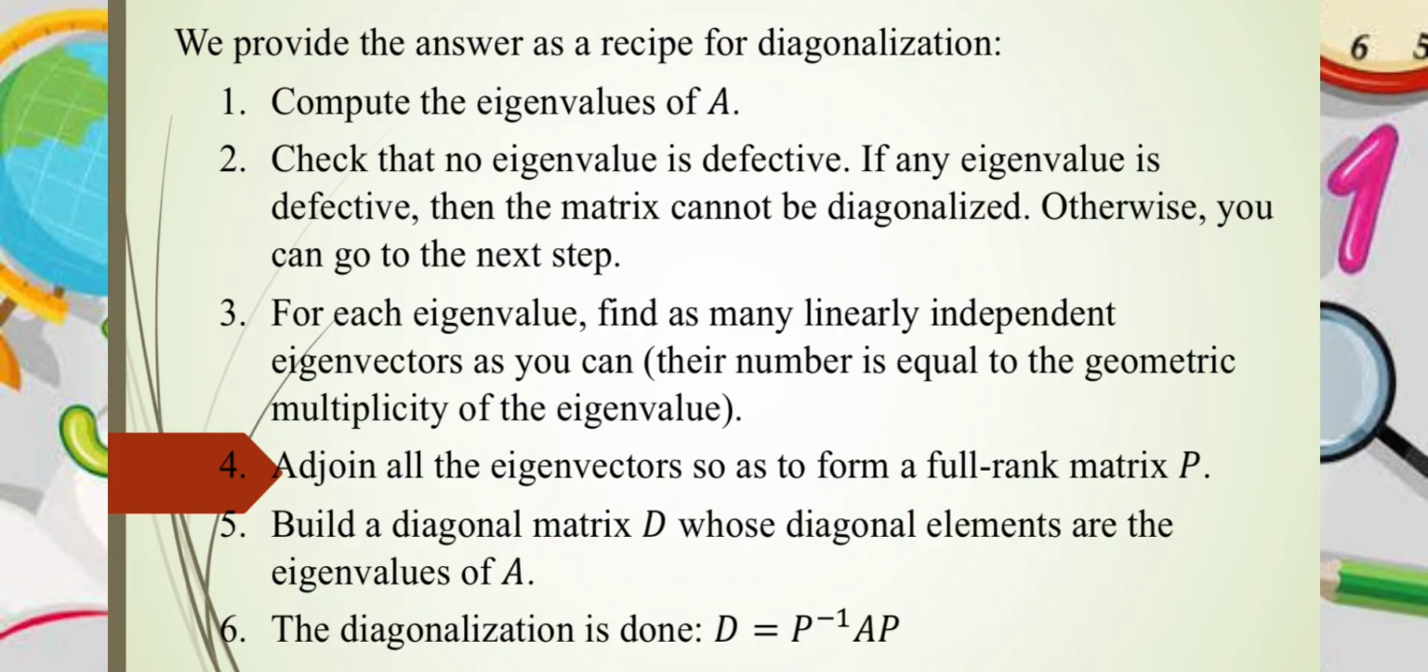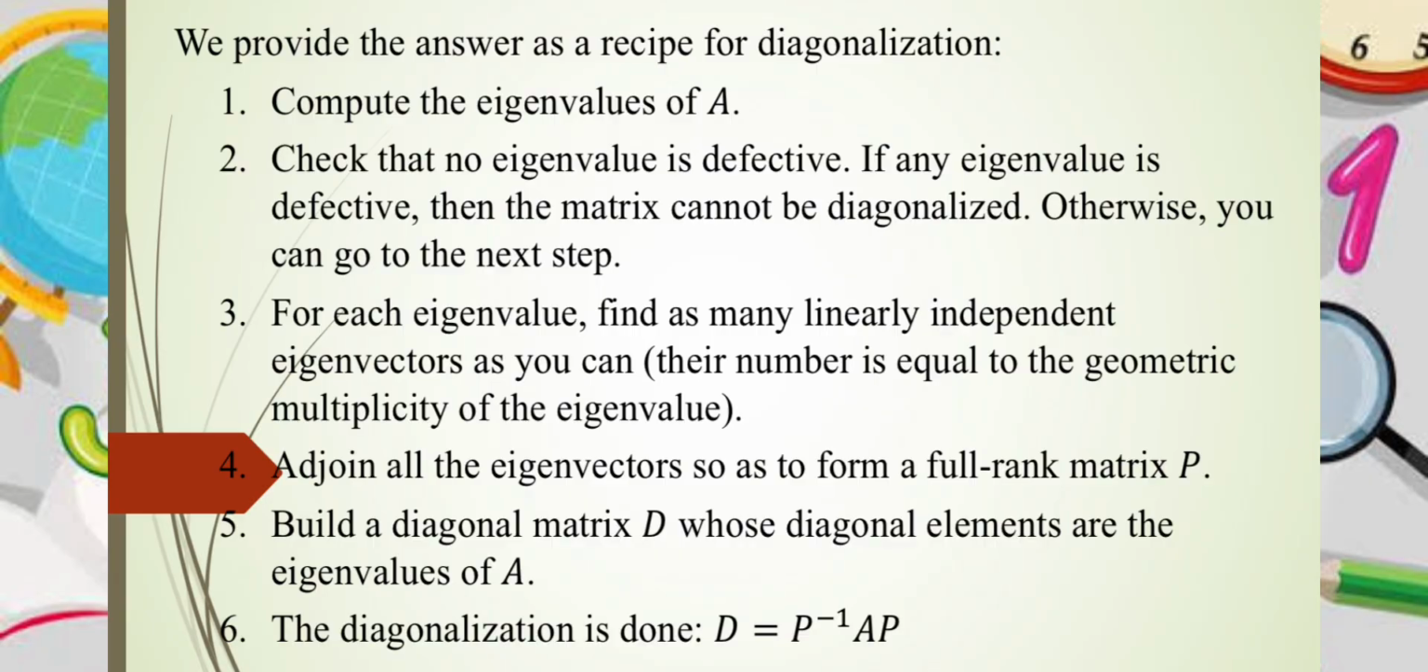First, compute the eigenvalues of A. Second, check that no eigenvalue is defective. If any eigenvalue is defective, then the matrix cannot be diagonalized. Otherwise, you can go to the next step. Third, for each eigenvalue, find as many linearly independent eigenvectors as you can. Fourth, adjoin all the eigenvectors so as to form a full rank matrix P. Fifth, build a diagonal matrix D whose diagonal elements are the eigenvalues of A. Sixth, the diagonalization is done.